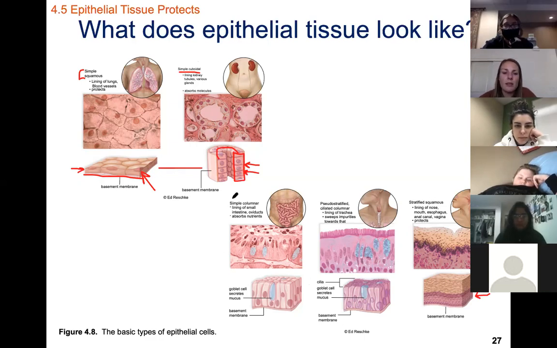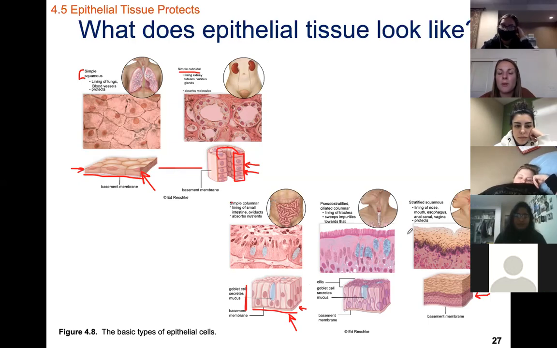The next one here is a simple columnar. So you can look at the shape. It is one layer. Here's that basement membrane. There's the one layer. And they're columnar because of how upright they are. They look like columns. You can find this in the lining of the small intestine, the oviducts, and it helps absorb nutrients.